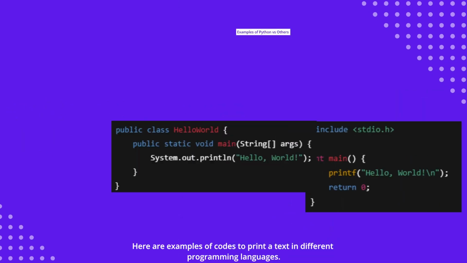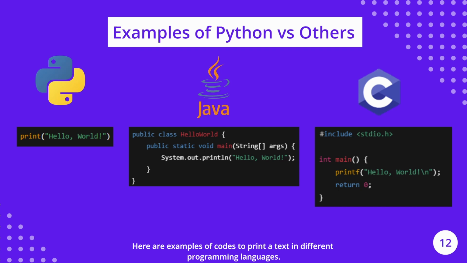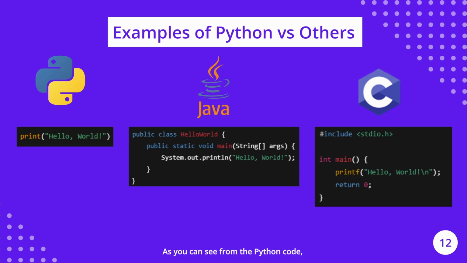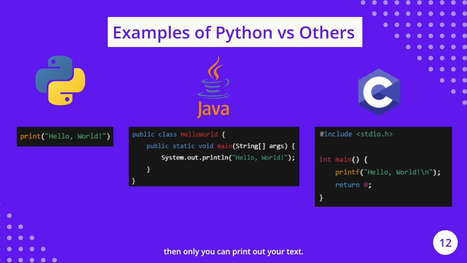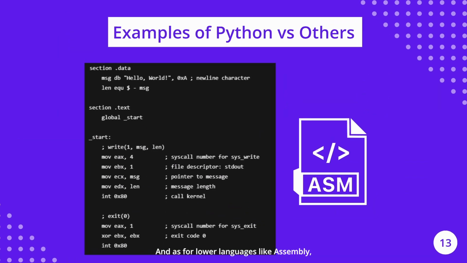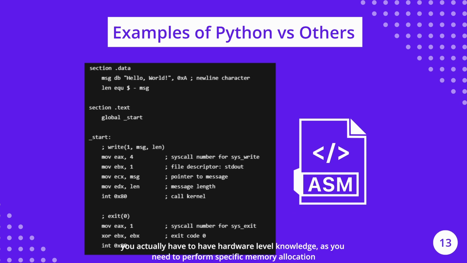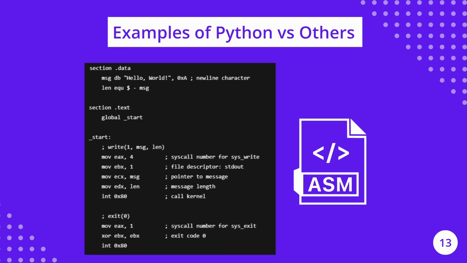Here are examples of codes to print the text in different programming languages. As you can see from the Python code, it is very straightforward just by using the print function or instruction and print out any text you want. Whereas in Java and C, you have to define a lot of things like classes and methods, then only you can print out your text. And as for lower languages like assembly, you actually have to have hardware level knowledge as you need to perform specific memory allocation just to print a certain text.